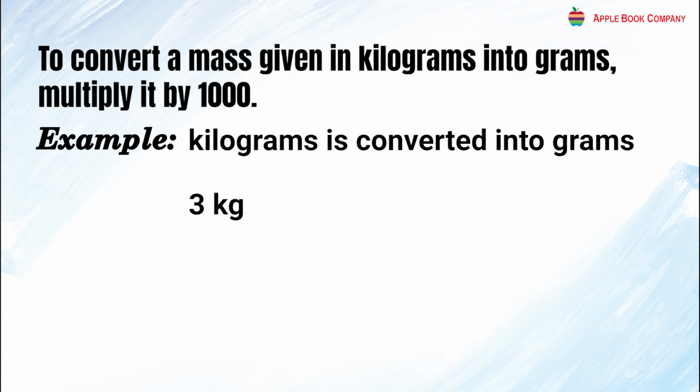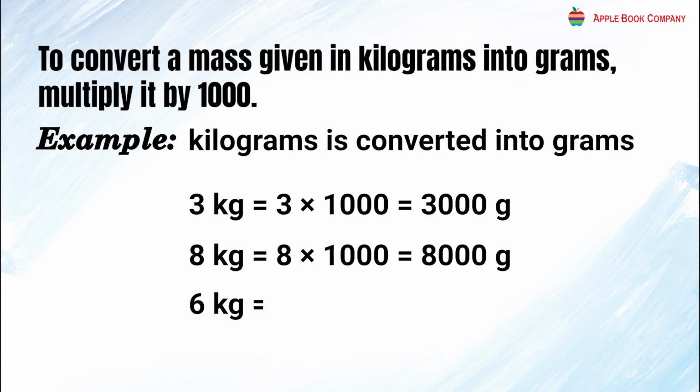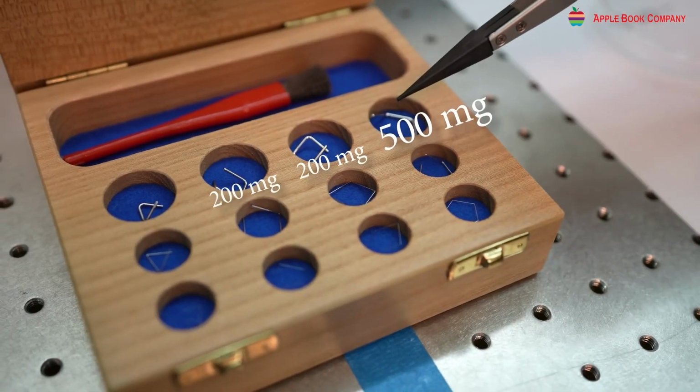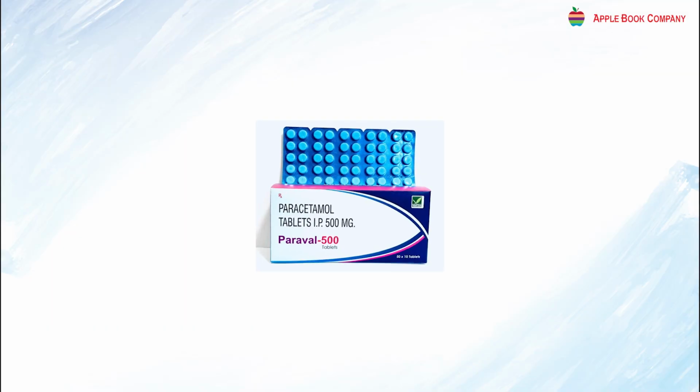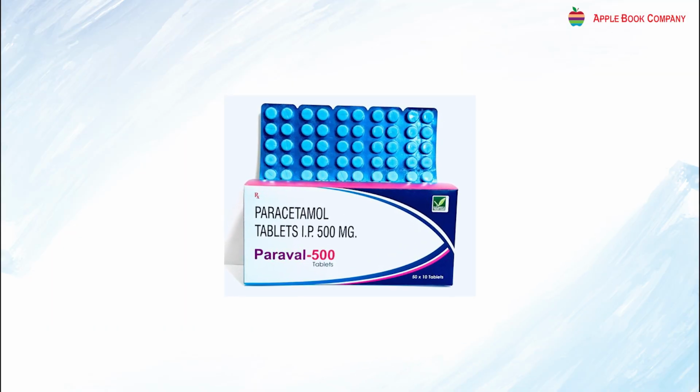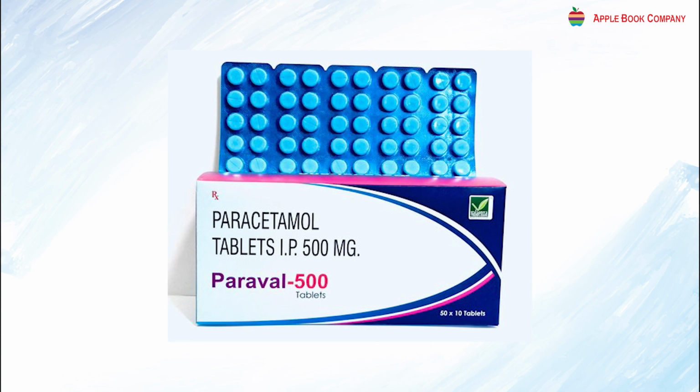3 kg is equal to 3 into 1000, which is equal to 3000 grams. 8 kg is equal to 8 into 1000, which is equal to 8000 grams. 6 kg is equal to 6 into 1000, which is equal to 6000 grams. The mass of a very light or tiny object is measured in milligrams. For example, if you read the description of the medicines that make up a tablet, you will find that the masses are given in milligrams.